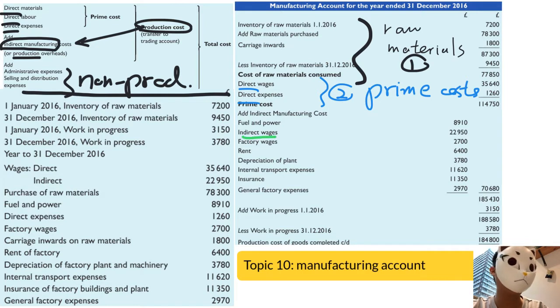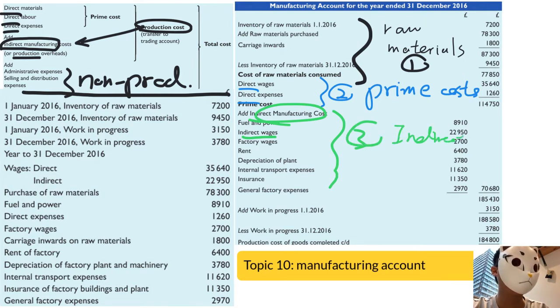Okay, so these are the indirect production cost. And then number four is about the work in progress. This work in progress is the most difficult part. Students always make mistakes here, so we will take a look at them later on.